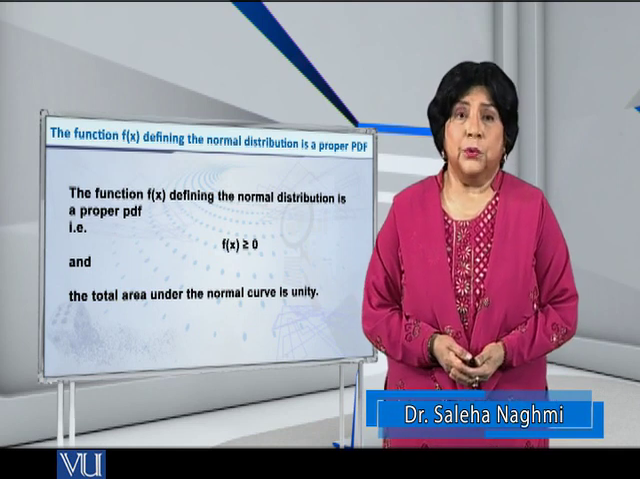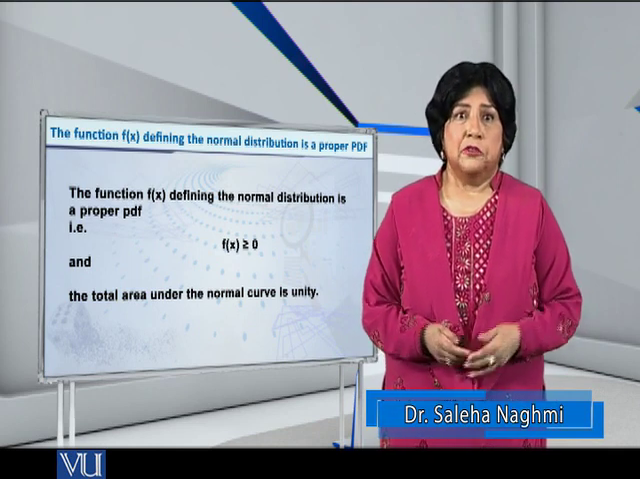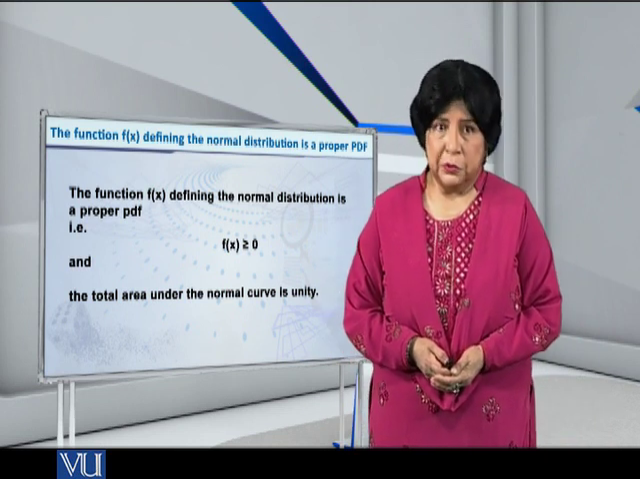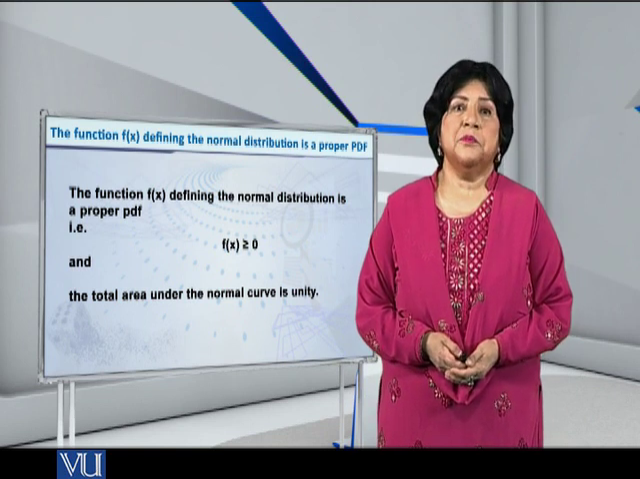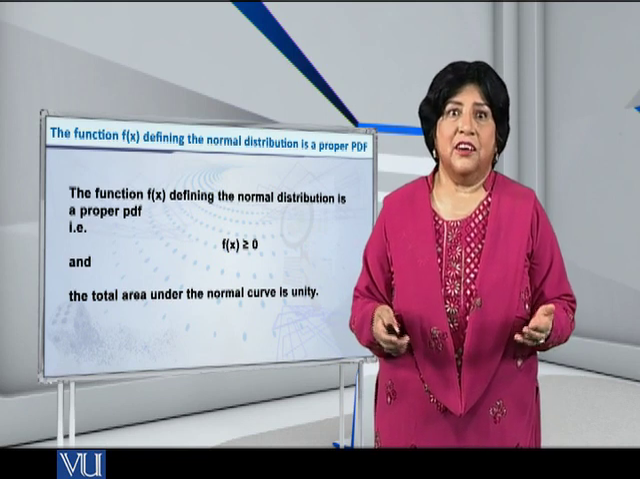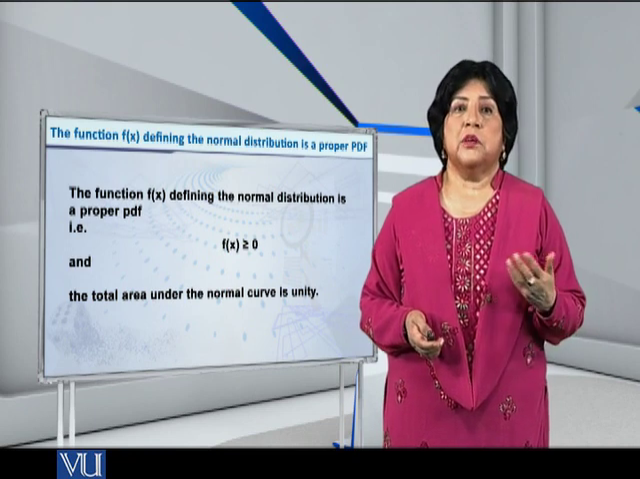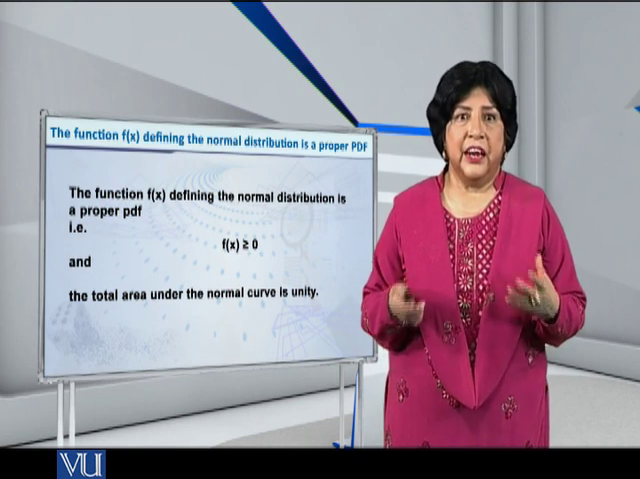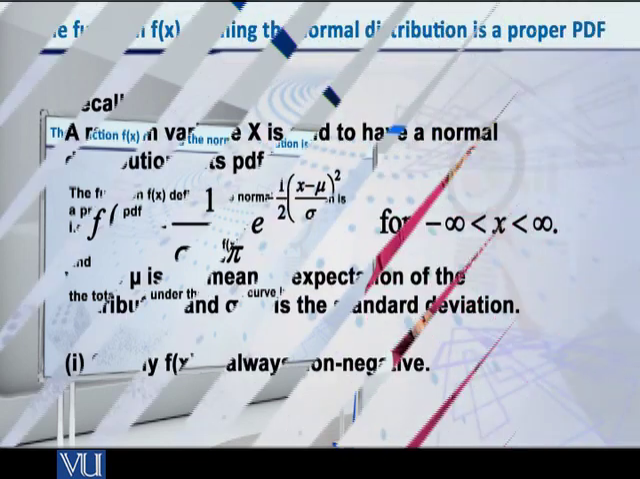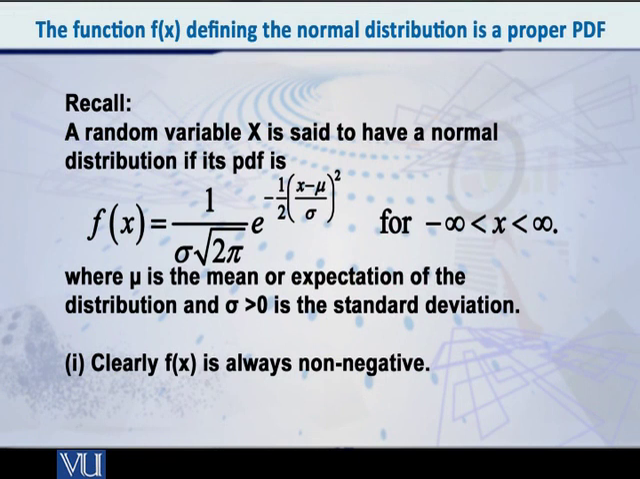You already know that for any PDF, for it to be a proper PDF, the following two conditions need to be fulfilled. Condition number one, f of x should be greater than or equal to 0 throughout the domain of that function. And condition number two, the total area under the curve should be equal to 1. So let us try to see whether or not these two conditions are being fulfilled.